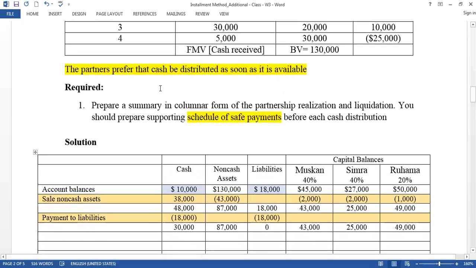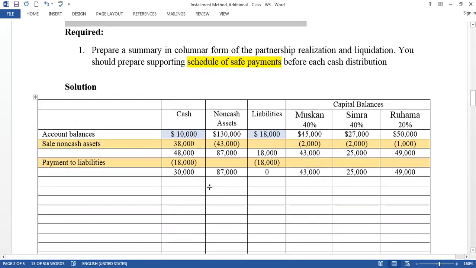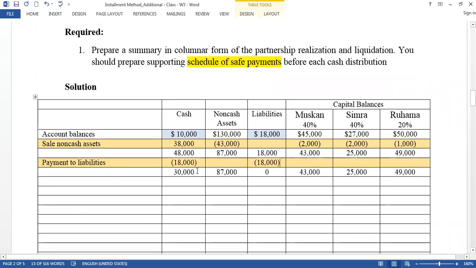Now partners said that this is the partners' requirement. Partners prefer that cash be distributed as soon as it is available. Whenever you have cash in the business, we should pay this cash to the partners. Now, after paying the liabilities, $30,000 is the cash available, right? So this cash is going to be distributed to the partners. Now the problem here is cash is $30,000, but partners' capitals are higher than $30,000.